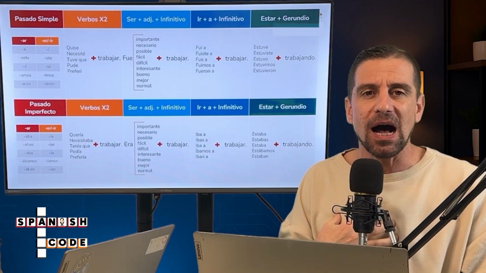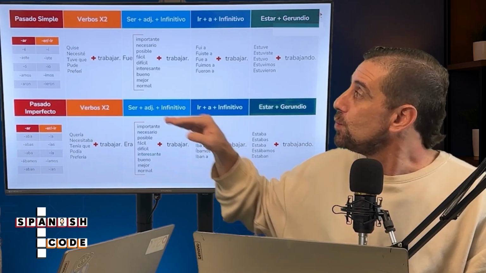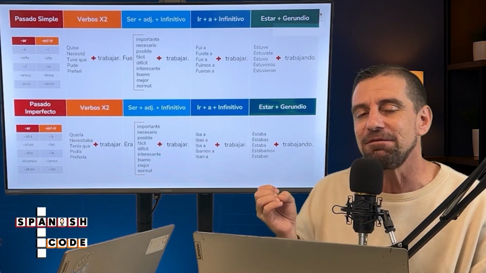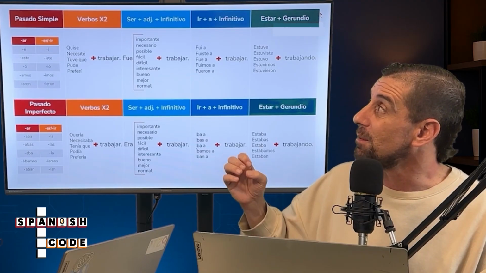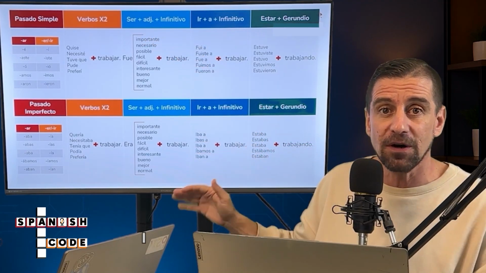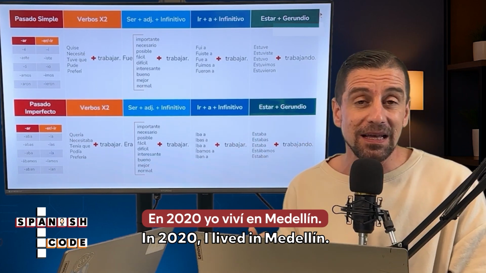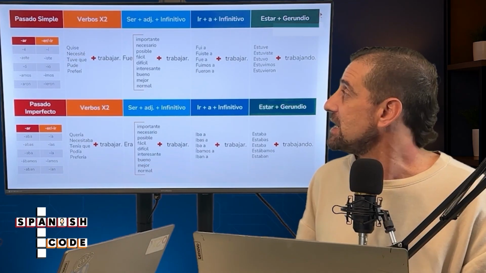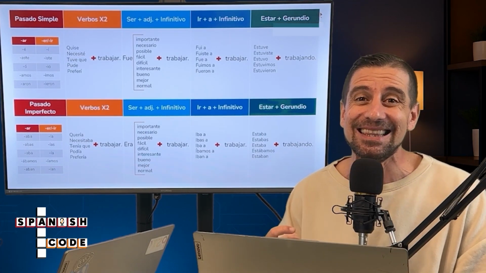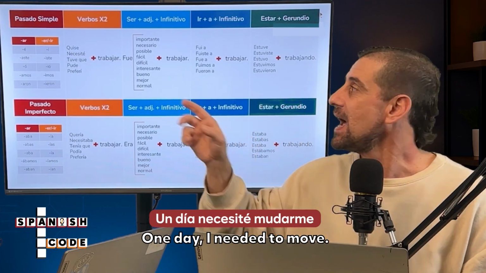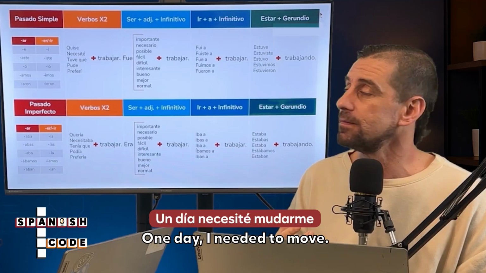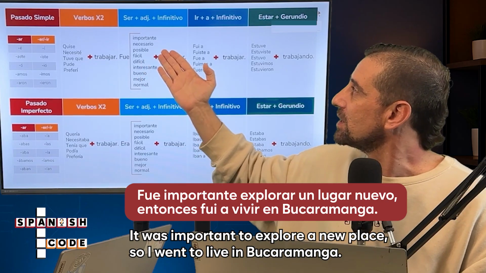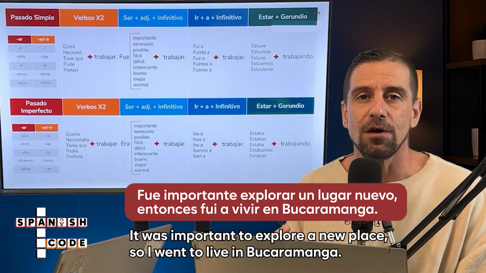And when you get caught, we don't want you just to go from box to box to box to box to box. Maybe at the beginning you can do that. But eventually you need to go from the simple past to the imperfect past, all right? Entonces, en 2020 yo viví en Medellín. In 2020 I lived in Medellín. Un día necesité mudarme. So one day I needed to move, right? It was important to explore a new place. Fue importante explorar un lugar nuevo.